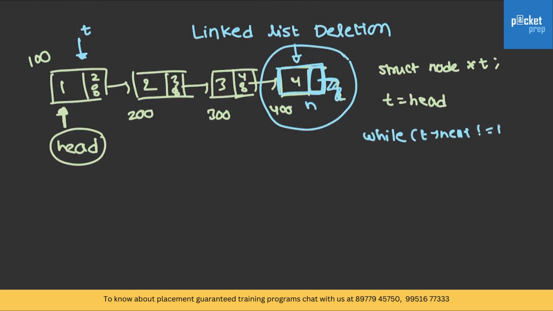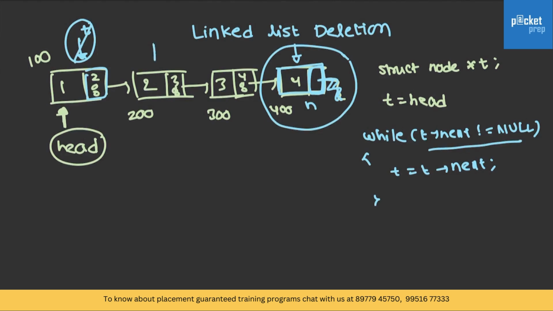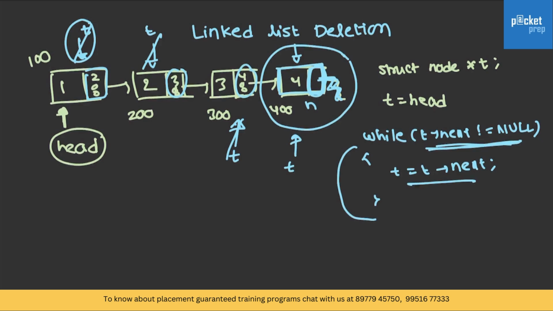If it is not equal to null, if the last node has not been reached, just move T. T is equal to T arrow next. So, T is initially at this location. Now, T arrow next is not equal to null, so T moves to the next location. Again, T arrow next is not equal to null, so T moves to the next location. Again, T arrow next is not equal to null, so T moves to the next location. Now, T arrow next equals null. This condition fails, so it comes out of the loop.